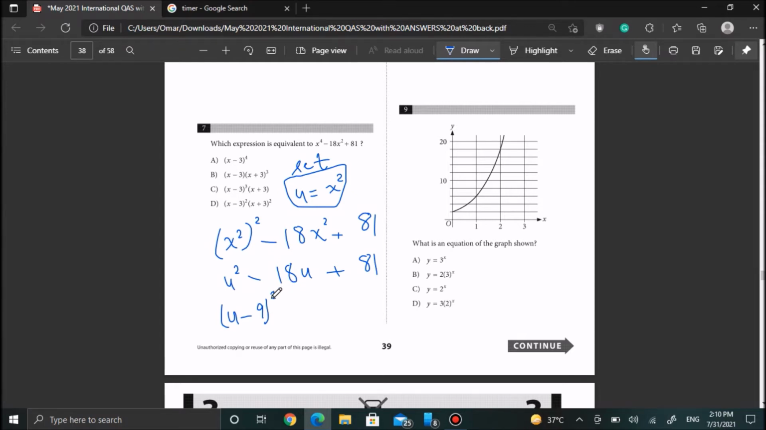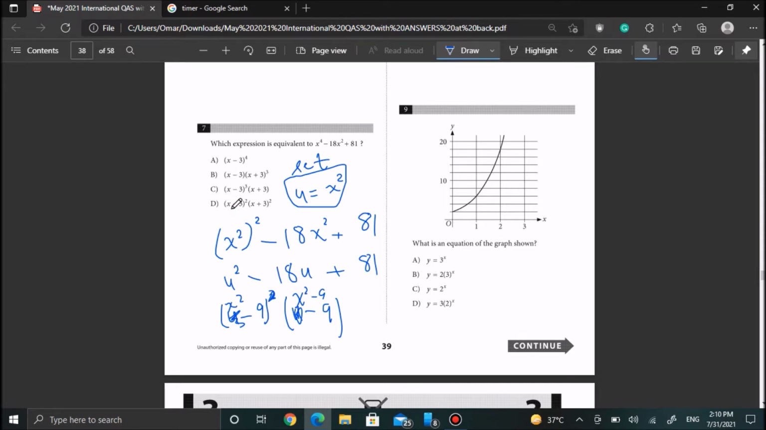Let me write this in a better fashion. That's u minus 9 times u minus 9. Now let's put back this x squared, so that's x squared minus 9, and that's another x squared minus 9. Now notice that the x squared minus 9 that I wrote here can be broken down into x minus 3 and x plus 3, right?